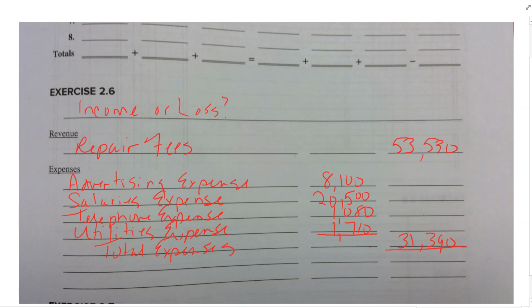And next we need to either show that we have a loss or income. And clearly we have made more money than we spent, so we know we're going to have a net income. We subtract 31,390 from 53,530. And we come up with 22,140. 2 lines under a total. Okay, so the answer to the question is we had an income for the month of July.